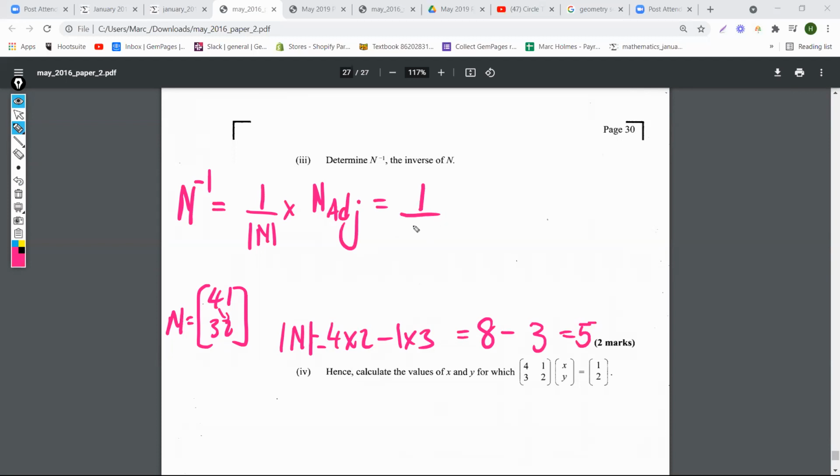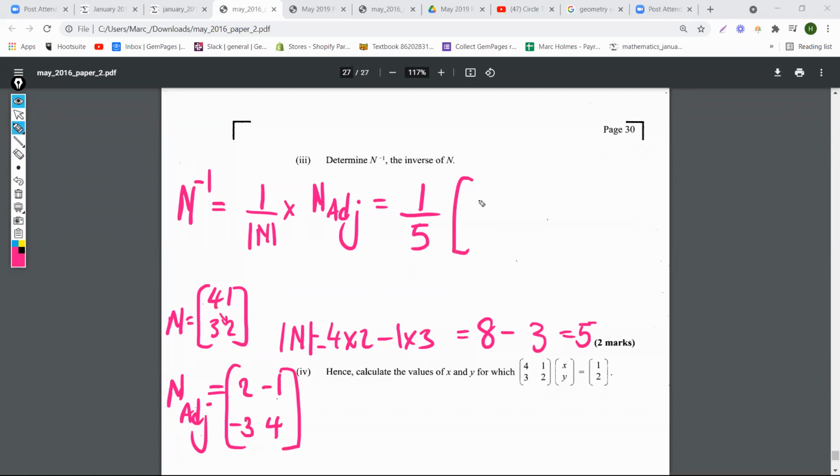So this is 1 over 5, and then we need to find N adjoint. How do we find the adjoint matrix? Switch the main diagonal, so we should get 2 and 4, and then put negatives on the others. So this is minus 1, minus 3. So the adjoint is 2, minus 1, minus 3, 4.